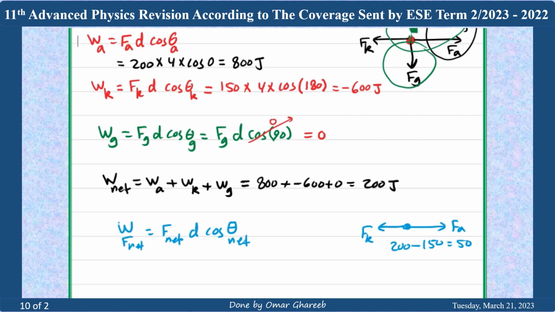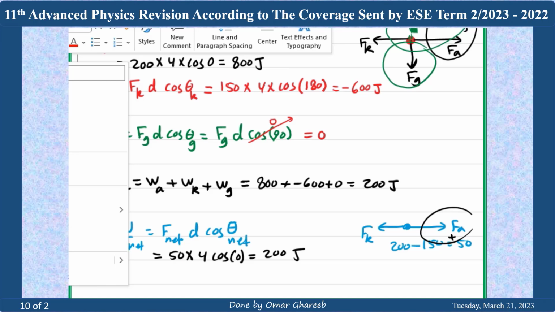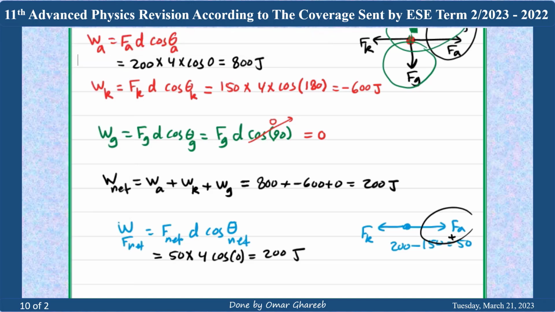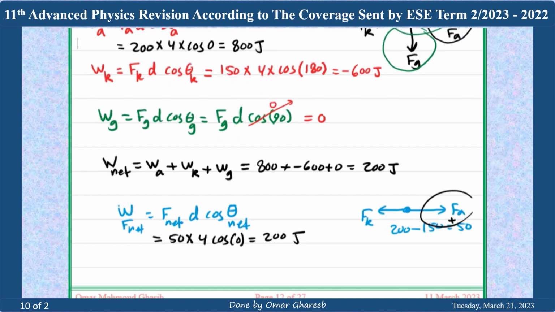Put it back in the formula here. F net is 50 times D is 4 times cosine. The net force is positive, so it is with the motion. So cosine 0 is 1. 50 times 4 is 200 joules. This is another way to find the net work. So the net work may be found by adding individual works to each other or finding the work done by the net force itself.